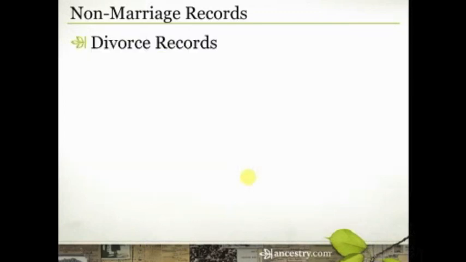Again, these are non-marriage records that will give you clues to where to go to find the marriage or provide you with evidence or documentation that a marriage occurred, even if a marriage record never was created or doesn't exist. So, divorce records. Divorce is not a pleasant thing to think about, and it is not as uncommon historically as we might have assumed originally. And some of these divorce records are available online, or at least the indexes are available online.